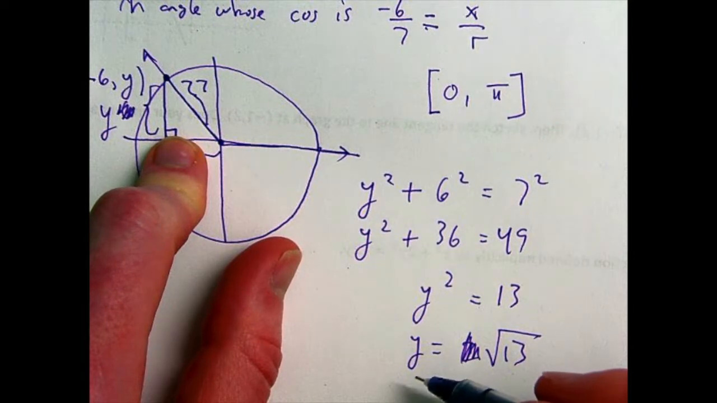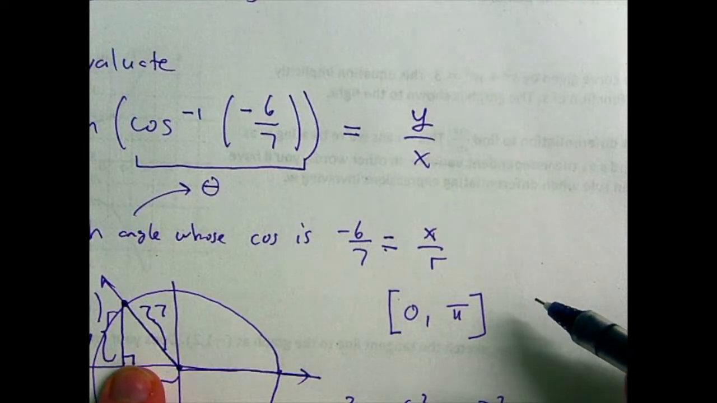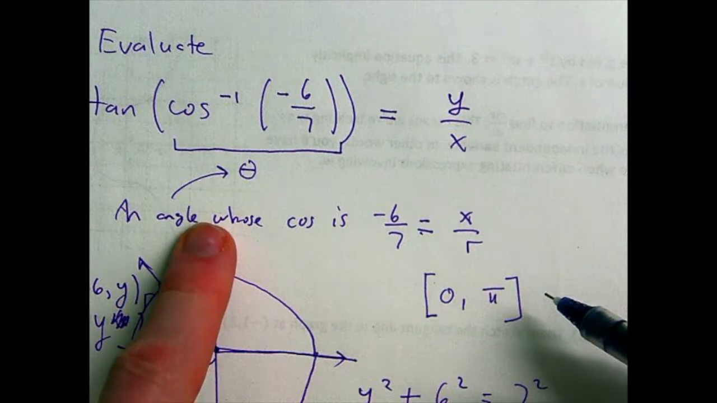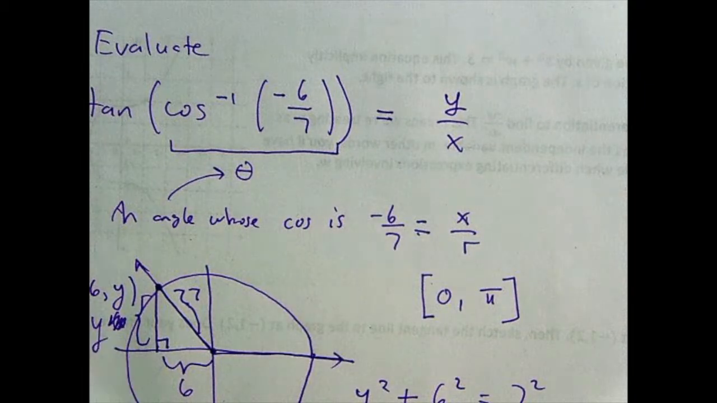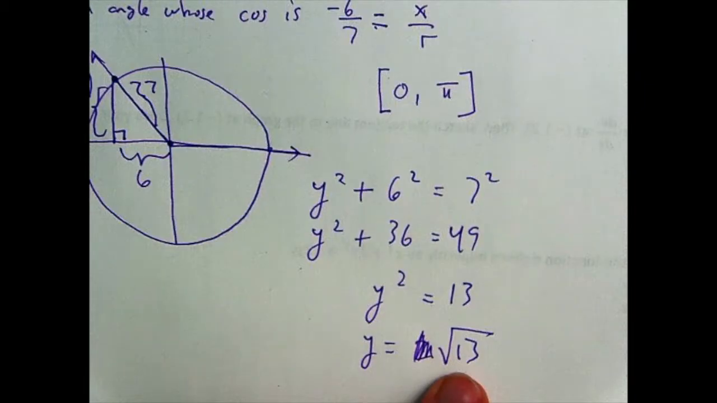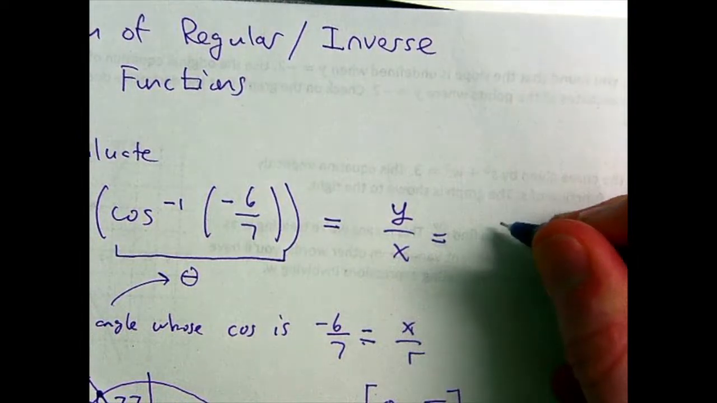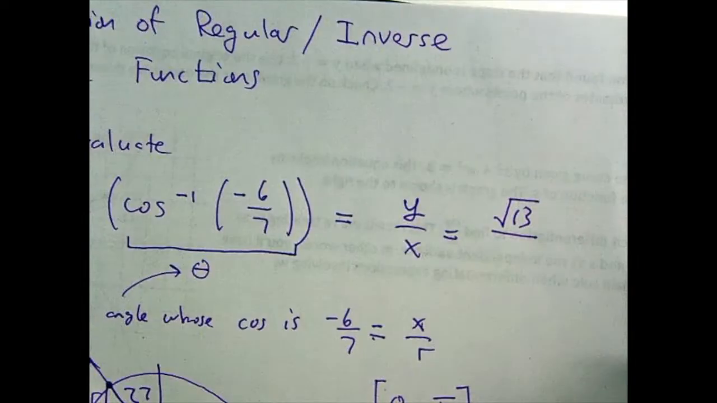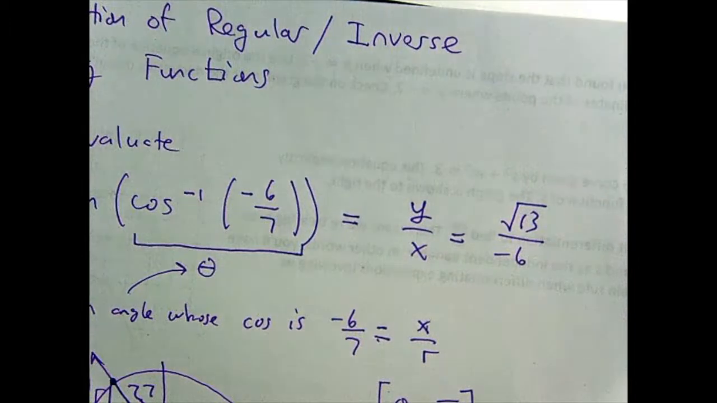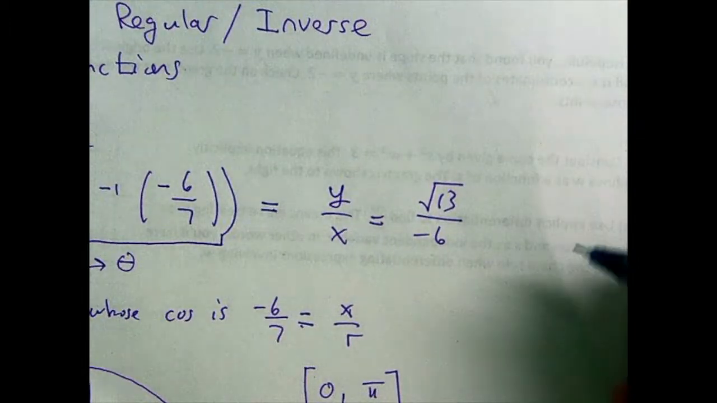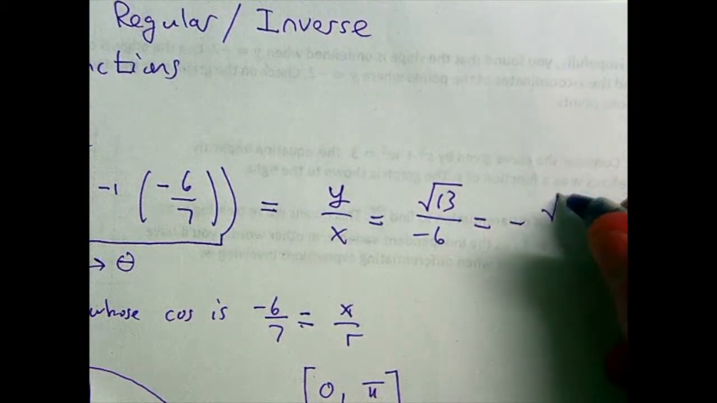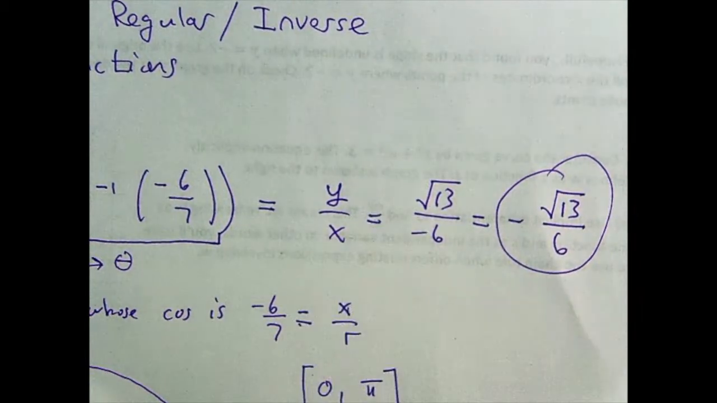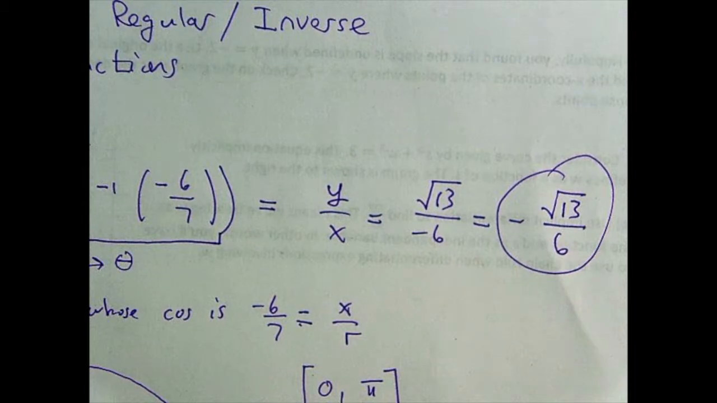Now that we know y, we can actually answer the question. The tangent of this angle theta is y over x. Well, we know what y is now. It's root 13. So therefore, y over x is root 13 over x, which we said was -6. So root 13 over -6. You can write the minus sign anywhere you want in a fraction. Maybe you'd prefer to write it this way. It's a bit unconventional to have the negative sign in the denominator, but not wrong. Okay, so that's the tangent.